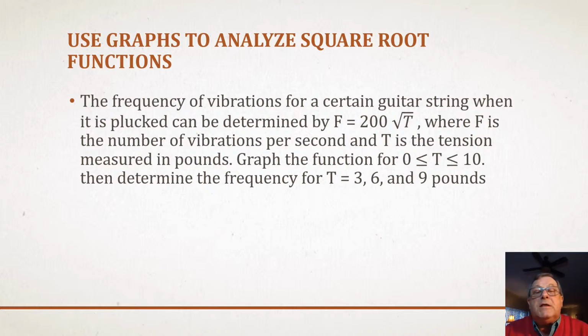The frequency of vibrations for a certain guitar string when it is plucked can be determined by F equals 200 times the square root of T. Now you might say, well, what does F stand for? Well, I'm glad you asked. F is the number of vibrations per second of the guitar string, and T is the tension on that string measured in pounds.